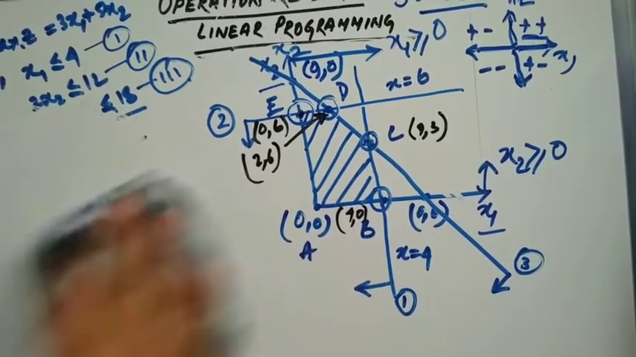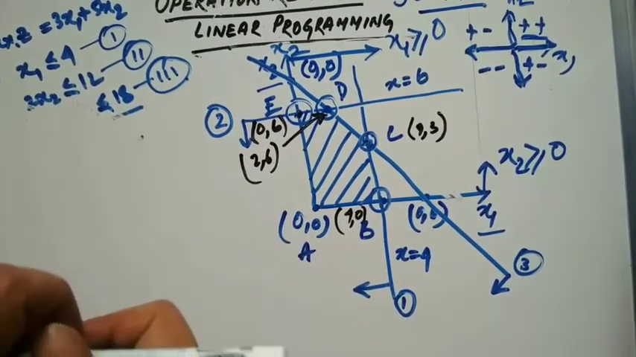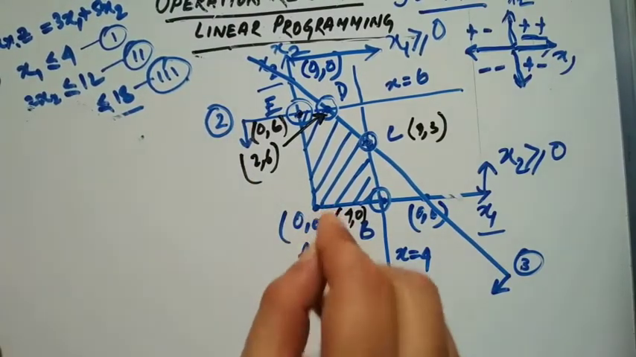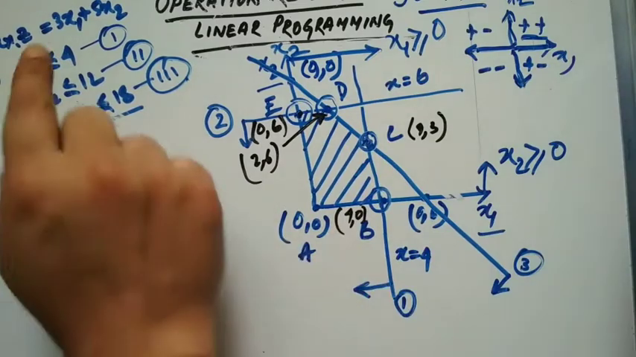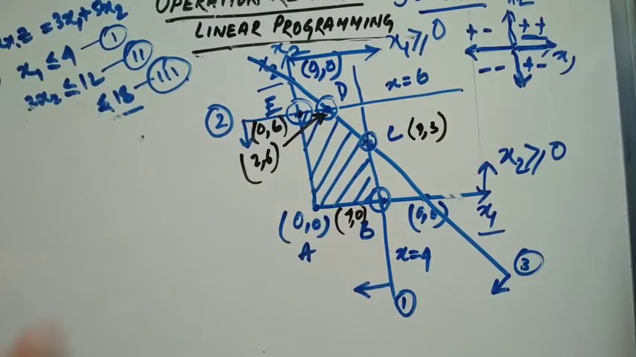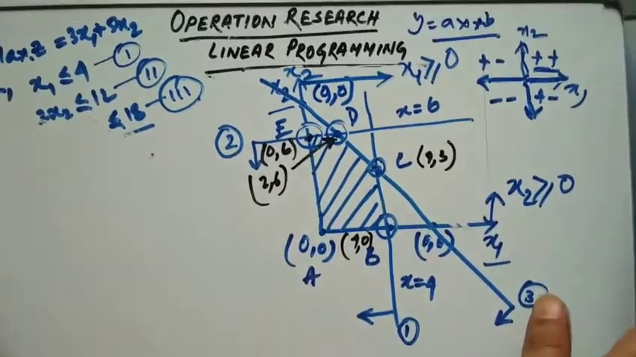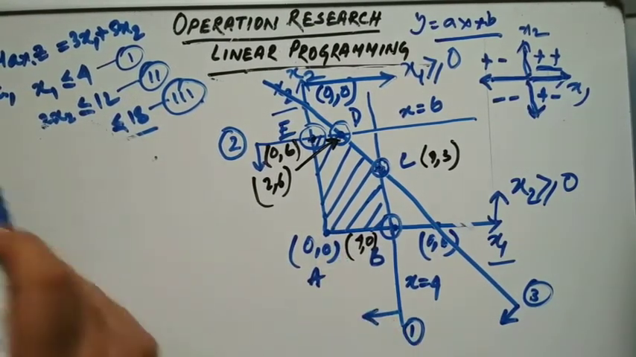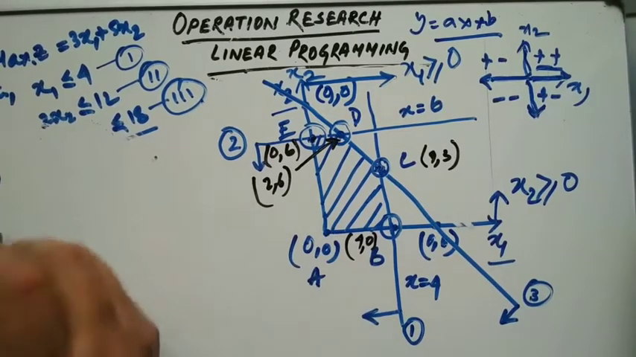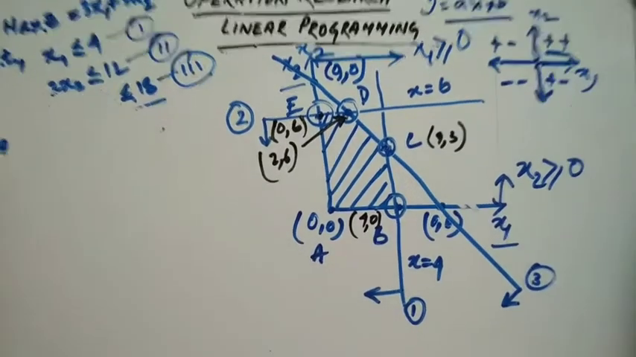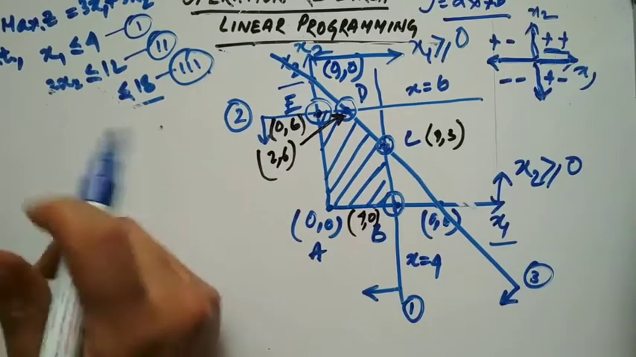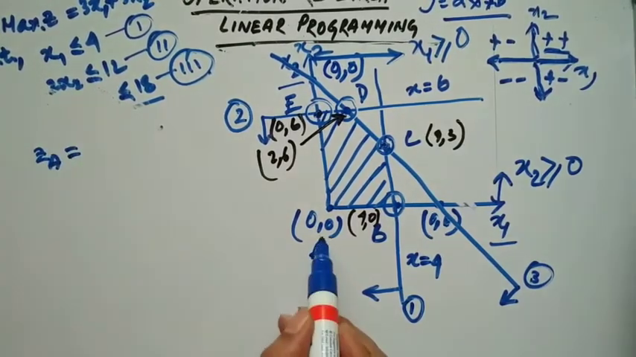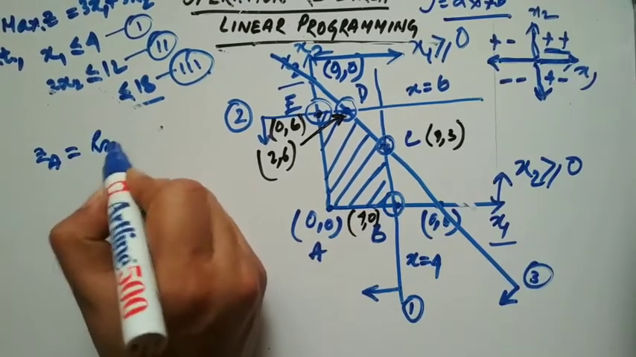Say we have the function Z equals 3x1 plus 5x2. By putting each and every corner point's coordinates, we have to check which one gives the optimal value, or say the maximization of the profit. So let us calculate at the first point. Z at A, that is 0, 0, gives you rupees 0.